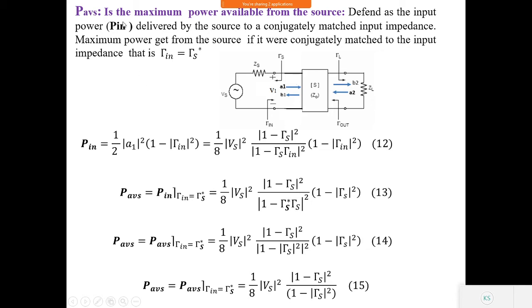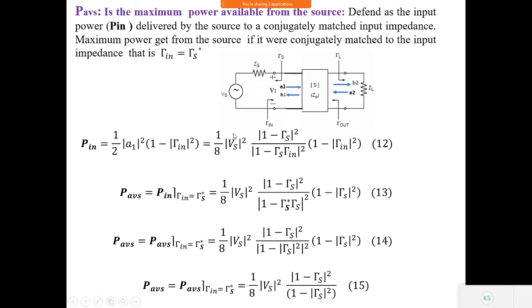P_AVS is the maximum power available from the source. How much is the maximum power delivered to this network? It is defined as the input power P_in delivered by the source to a conjugately matched input impedance. That is the maximum power you get from the source if it were conjugately matched to the input impedance, that is, Γ_in equal to Γ_s conjugate.